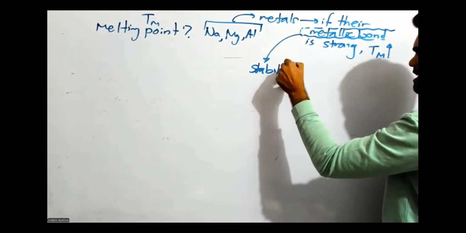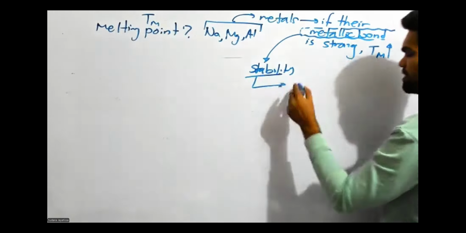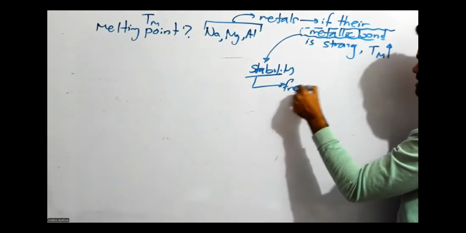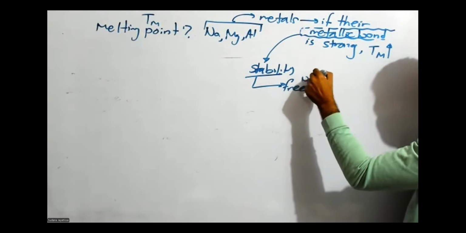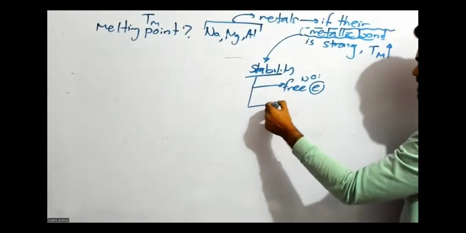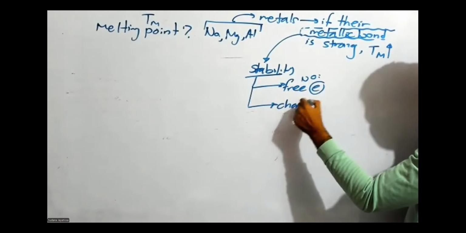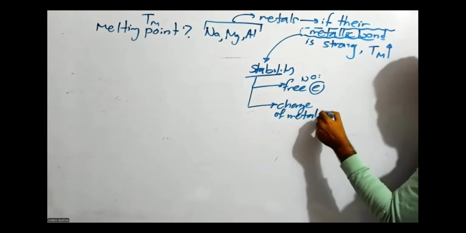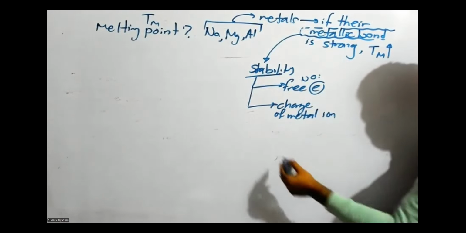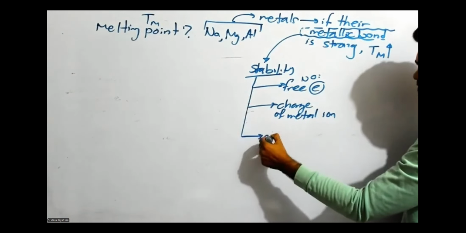depends on simply 3 things. First thing is free electrons, the number of free electrons. Then the next point is the charge of the metal ion. A metal ion is always a cation, so the charge of that one. And then the size of the metal ion.